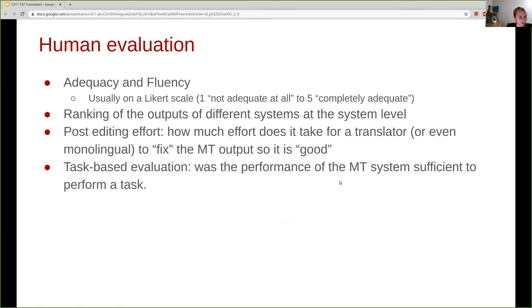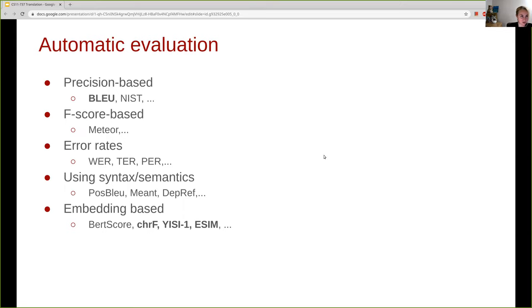Additional ways to conduct human evaluation can be post-editing effort, which means how much effort, for example how much time, it takes for a human translator to fix the output of a machine translation system to turn it into a good translation. And another option is to do a task-based evaluation. For example, if we plug a machine translation system into an additional task, for example cross-lingual question answering or cross-lingual information retrieval, how well will it work? So as you can probably guess, human evaluation is very expensive and very difficult and also subjective, although it is the best way to evaluate systems or to understand the outputs of the systems.